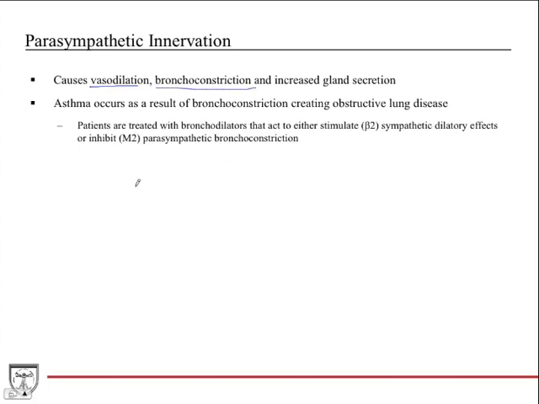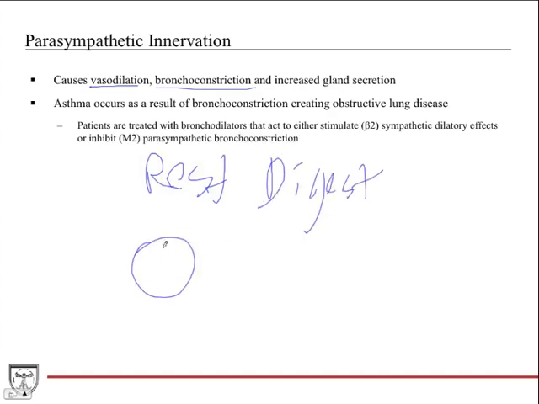If you remember, the parasympathetic is rest and digest. So if you're resting, you don't need as much air. You don't need as much air because you're not moving. Your skeletal muscle isn't as active. You don't need as much oxygen, so you can afford to have a little bit of constriction.